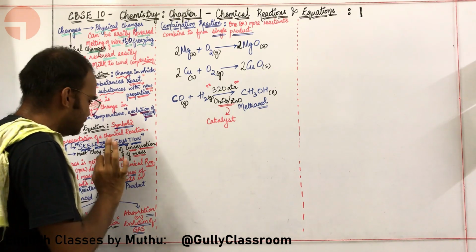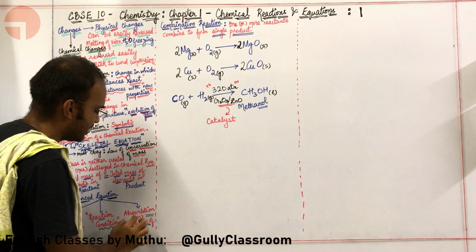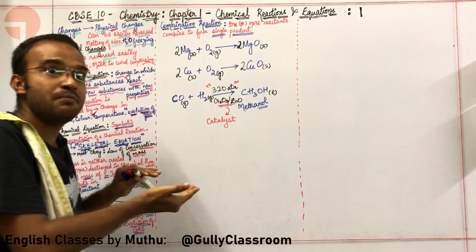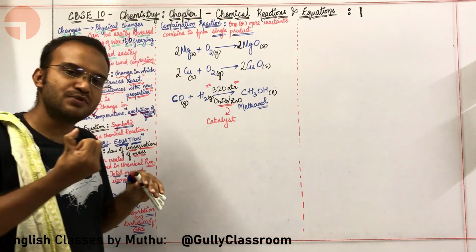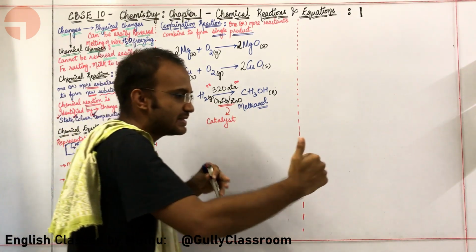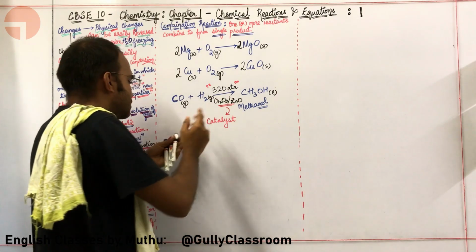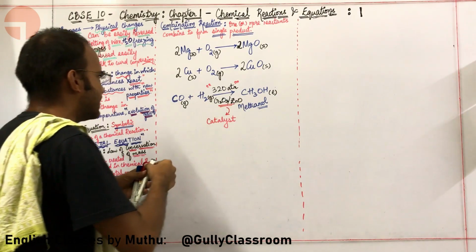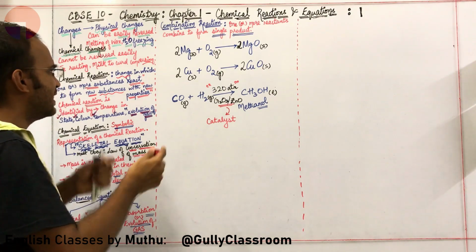A balanced equation also needs to talk about absorption or evolution of gases. In some reactions, gases are absorbed. In some reactions, gases are evolved. That also needs to be indicated. Okay, have I balanced this particular reaction? No, I have not balanced this reaction.